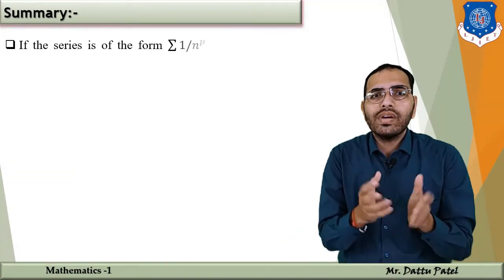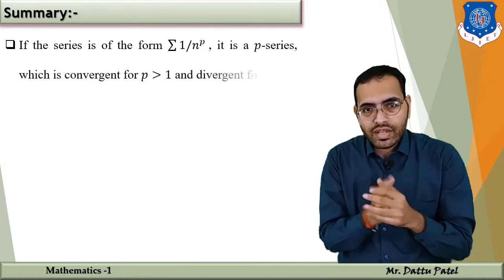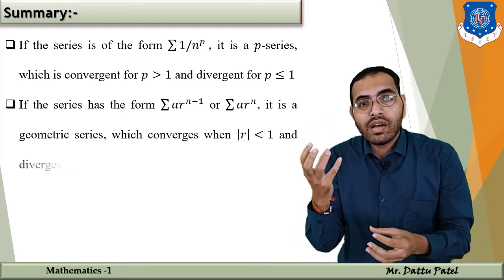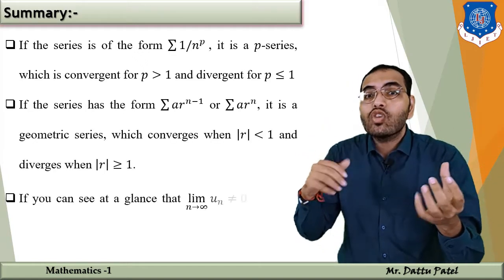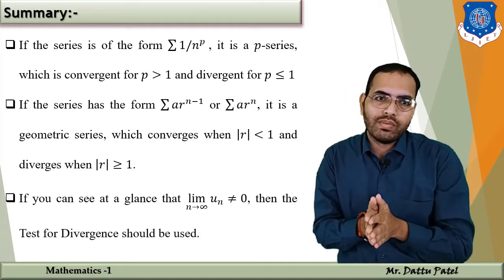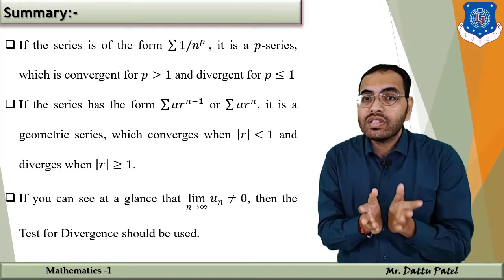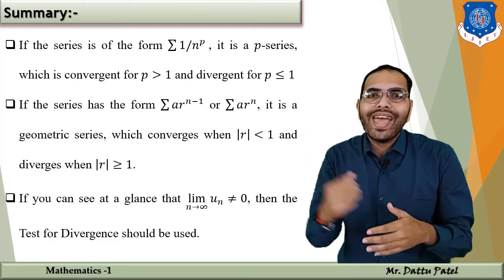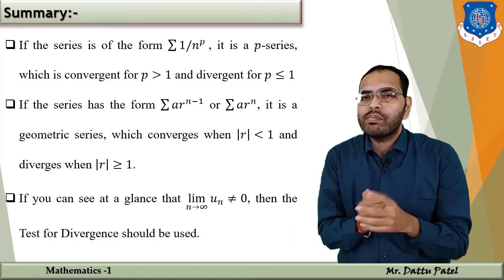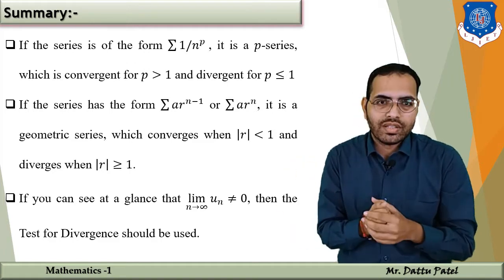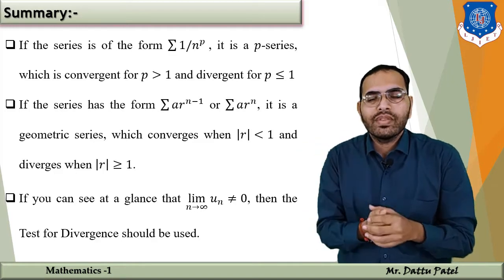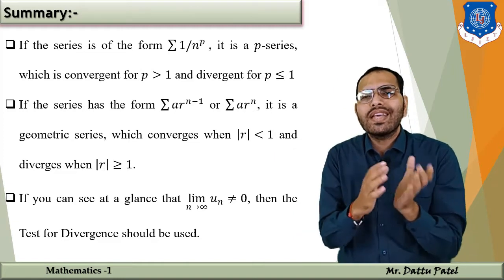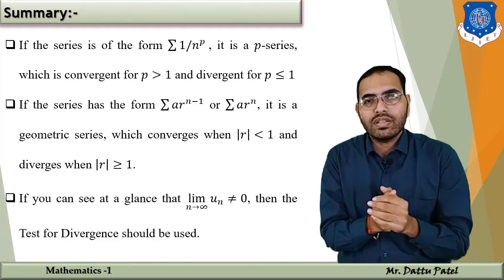Now let's see the summary of the infinite series. Firstly, how can you identify such examples, and which method is applicable for solving the problems? Suppose we have a question in the form of 1 upon n square, 1 upon n cube, 1 upon n. For that type of question, obviously we apply the p series, summation 1 upon n raised to p. If the value of p is greater than 1, then it is convergent. If the value of p is less than or equal to 1, then it is divergent.